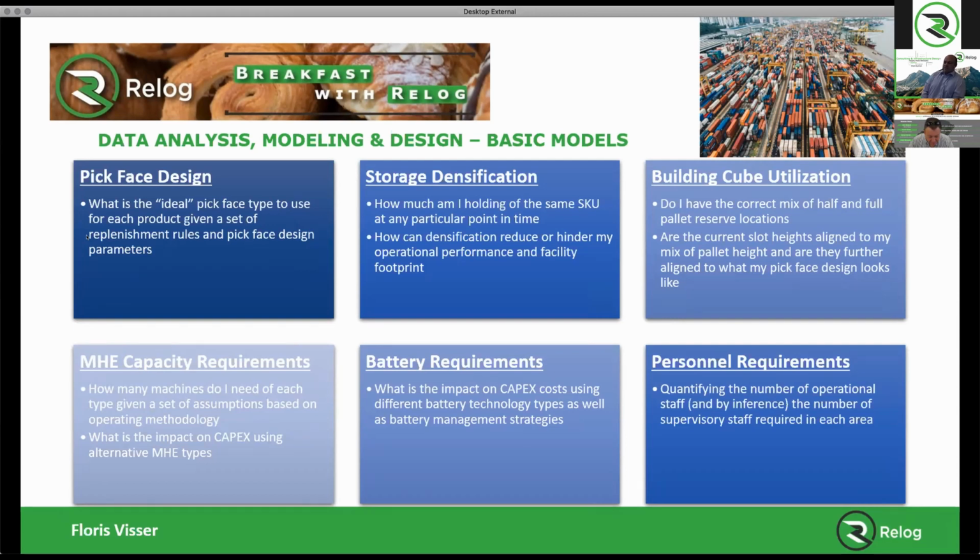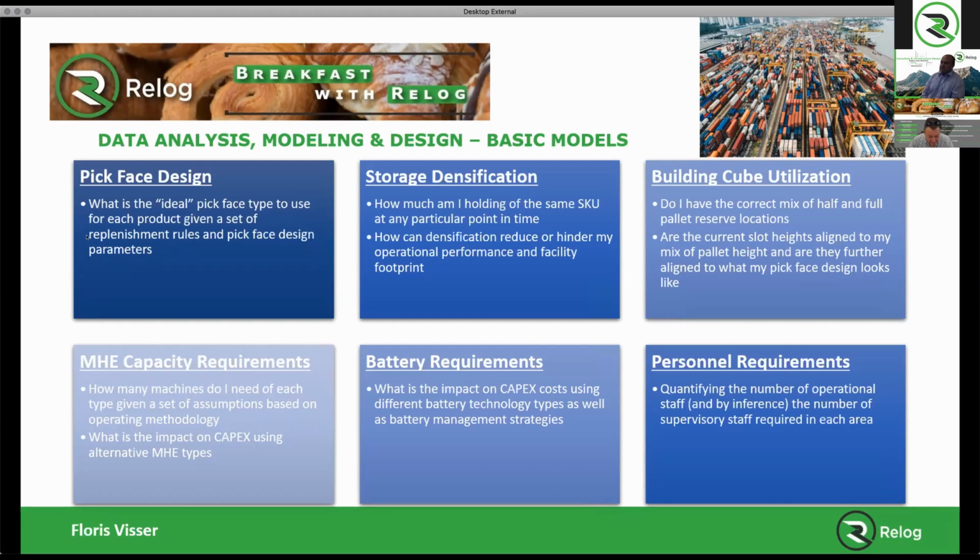Storage densification, something we came across quite a bit in the last couple of years, looking at exactly what my stock holding profile is like. How much am I keeping of each individual SKU? Am I able to densify that into something like radio shuttle or live pallet to reduce the amount of floor space that I'm currently occupying? Can I push, by increasing some pick face sizes, all my stock into pick face and then free up other locations?